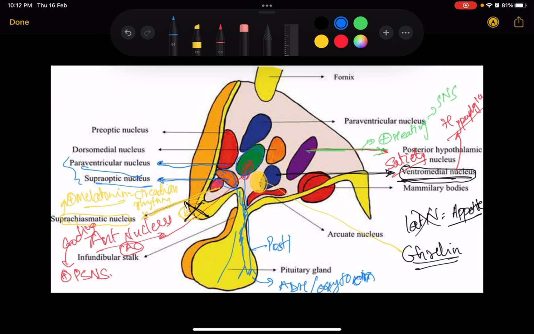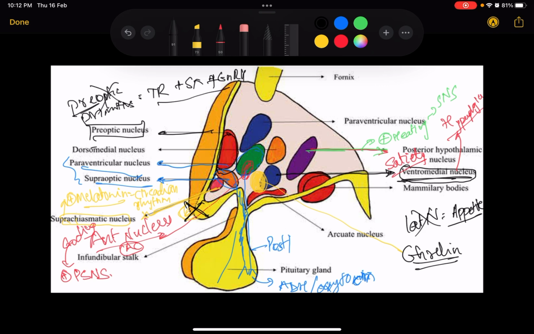And finally, we come to the preoptic nucleus. The preoptic nucleus is the massive red nucleus that we have out here. The function of the preoptic nucleus is a wide function. I like to remember it as one of the primitive functions: thermoregulation, sexual behavior, and also release of GnRH. So it is associated with release of GnRH.